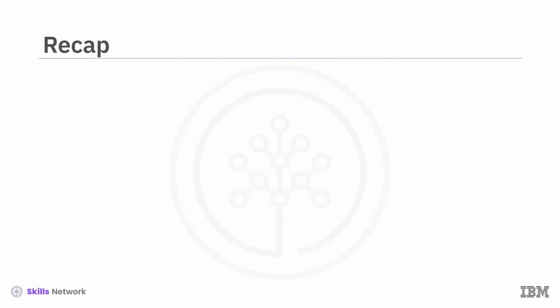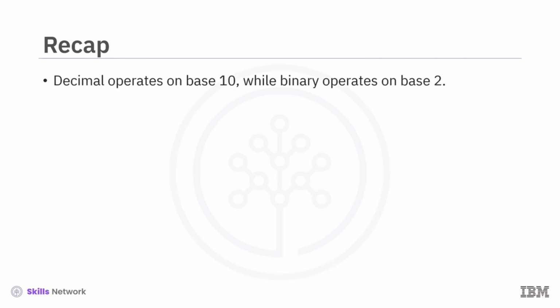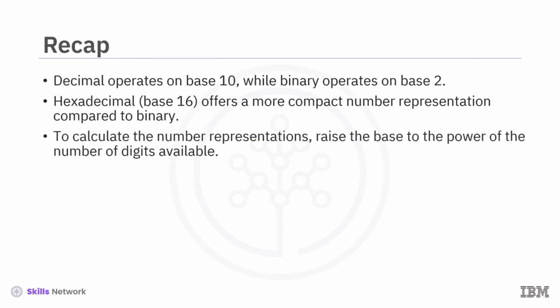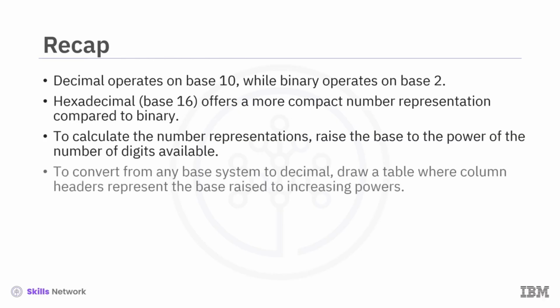In this video, you learn that decimal operates on base 10, while binary operates on base 2. Hexadecimal, base 16, offers a more compact number representation compared to binary. To calculate the number representations, raise the base to the power of the number of digits available. To convert from any base system to decimal, draw a table where column headers represent the base raised to increasing powers.